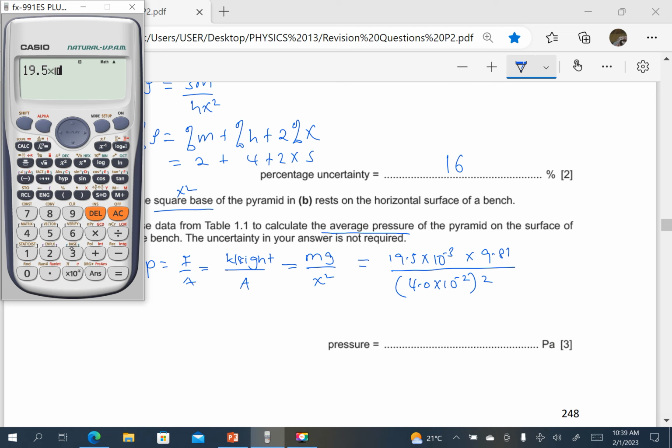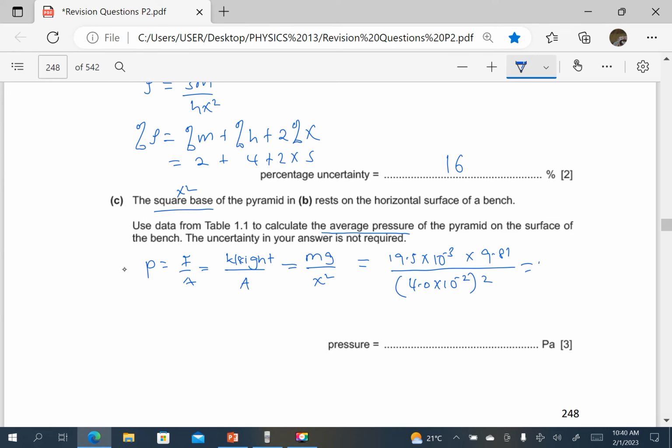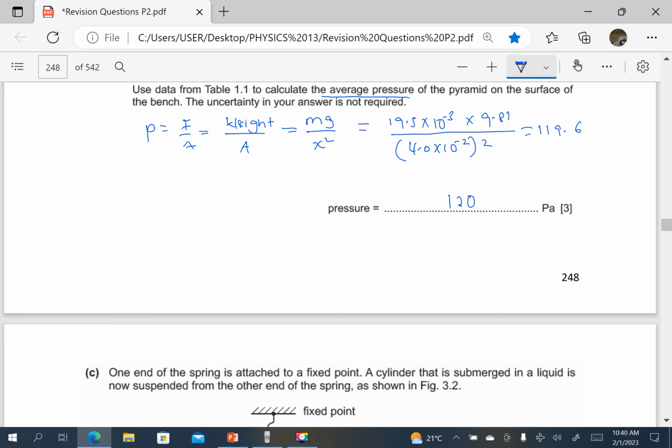19.5 exponent negative 3 times 9.81 divided by open brackets 4 exponent negative 2, and this is squared. So this is 119.6. That is approximately 120 pascals to two significant figures. Okay, so I hope that is fine.